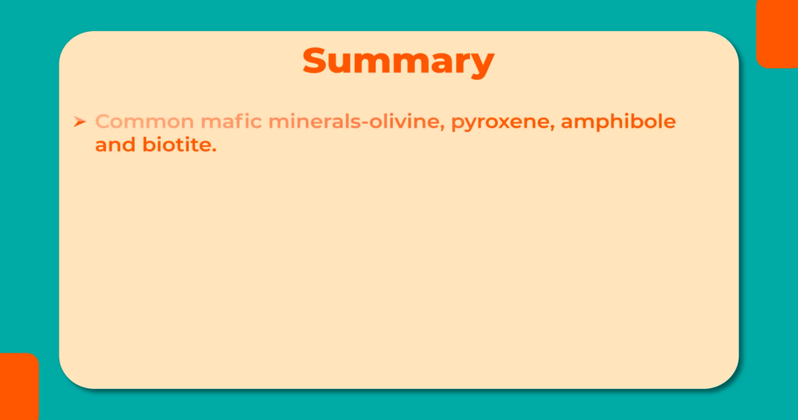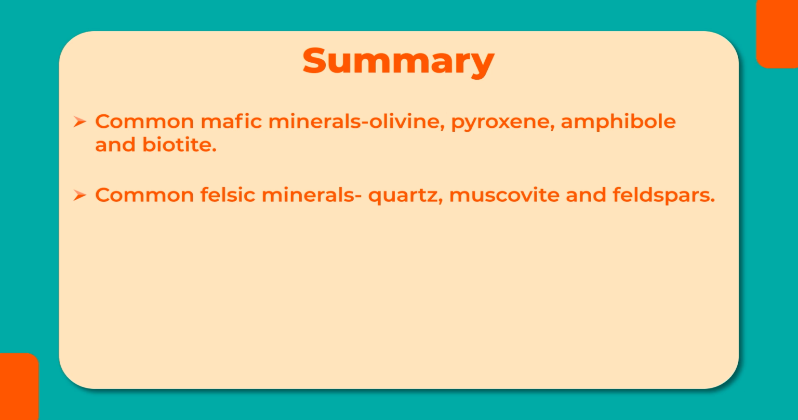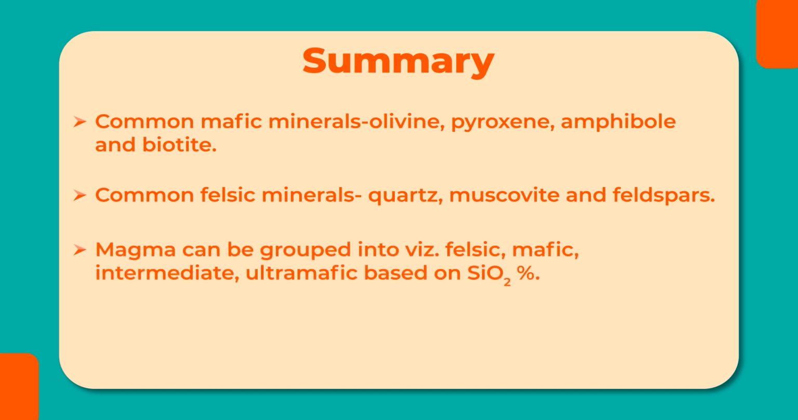The common mafic minerals are olivine, pyroxene, amphibole and biotite. Common felsic minerals are quartz, muscovite and feldspar. Magma can be grouped into felsic, mafic, intermediate, and ultramafic based on silica percentage. The process of magmatic differentiation is responsible for the diversification of the magma.